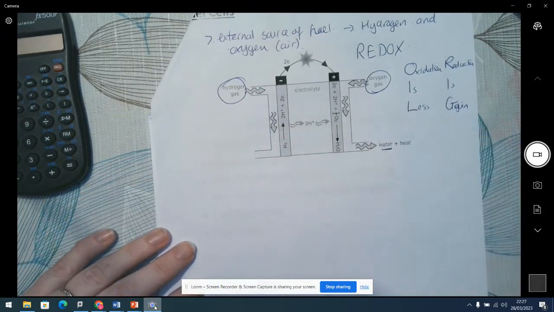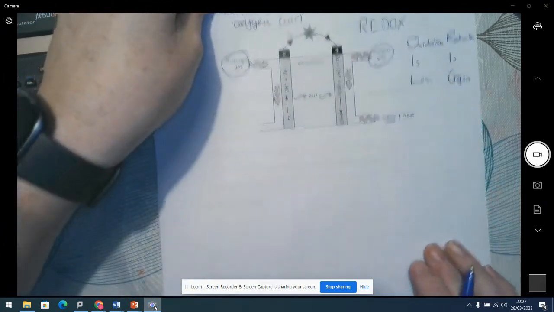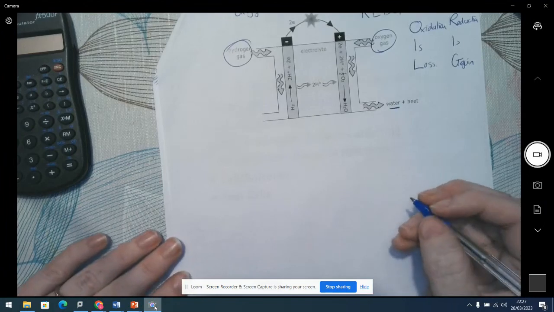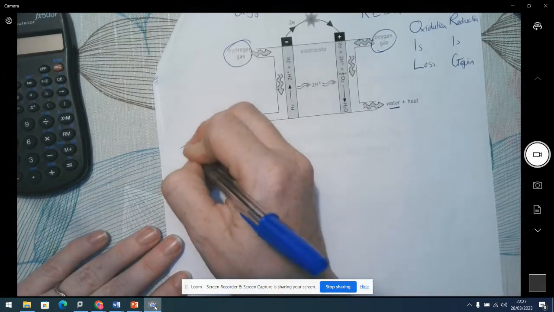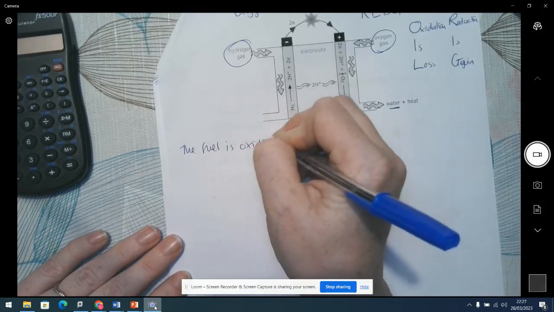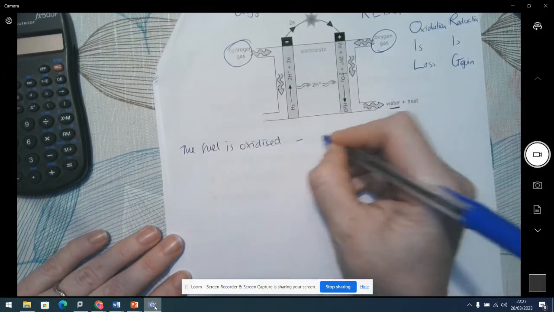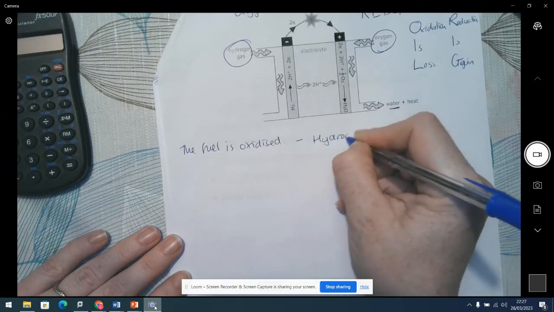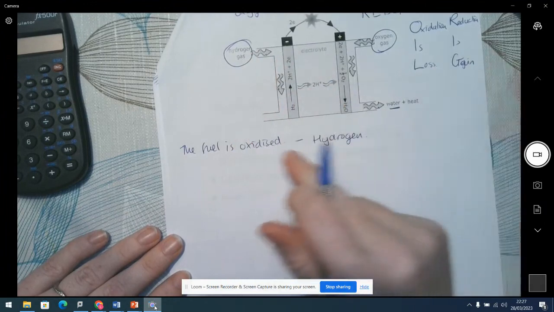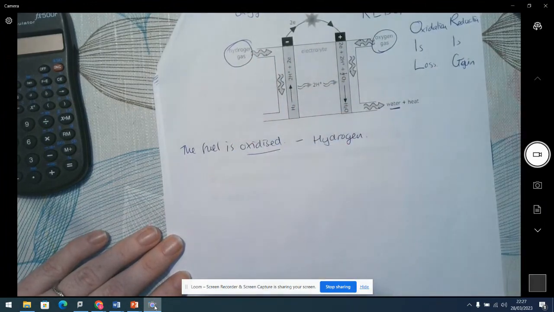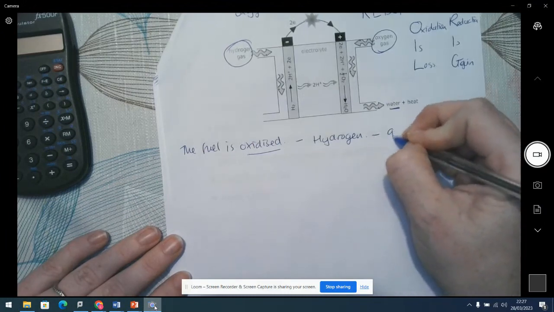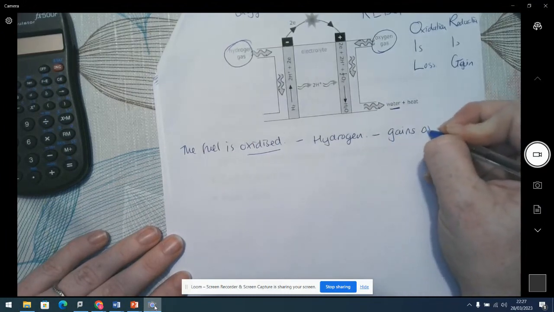So we're going to talk a little bit about what is happening inside the fuel cell, and it's important that you know what's been oxidized, what's been reduced, for example. So the first thing I want to tell you is that the fuel is oxidized. So in this case, this is the hydrogen. Okay, so the fuel, the hydrogen gas going in, is oxidized. Now, we know the basics of oxidation is that it gains oxygen.